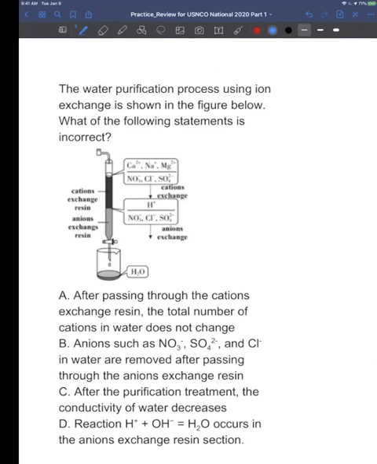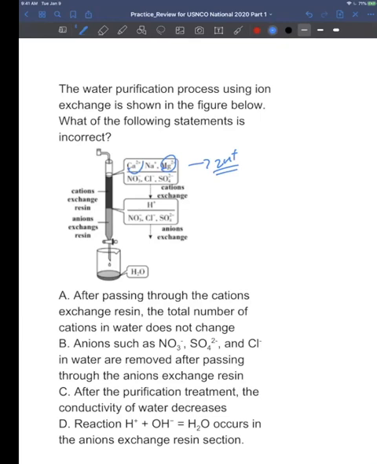So the correct answer is A. A is incorrect because the total number of cations in water will increase. Have a look. You have some +2 cations, so each of them will be replaced by 2 H+, right? So the total number of cations will increase.